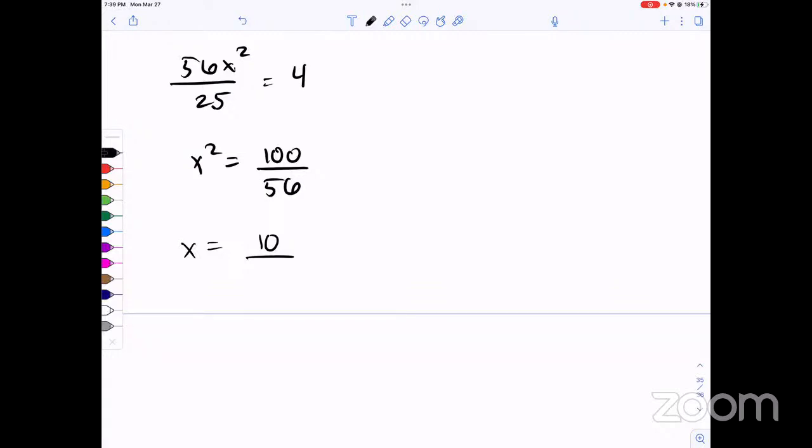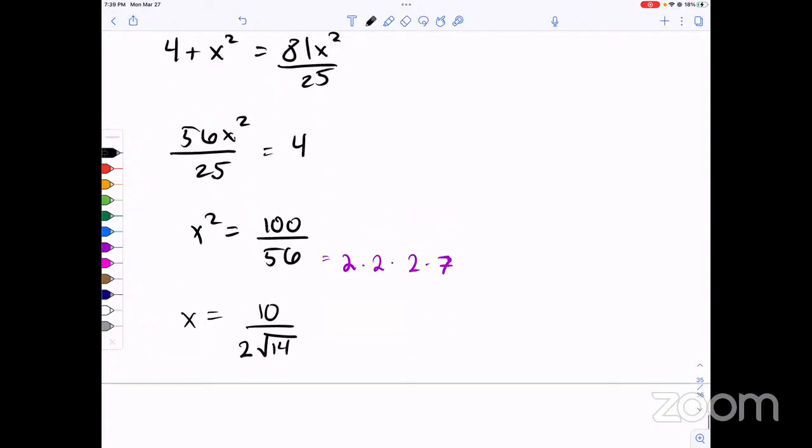So 56. It's 2 times what? 28. But 28 is 2 times 14, so it's 49, 56. So then 8 times 7, right? So then the square root of 8 is going to be 2 times the square root of 14. Okay, so that's the exact result.